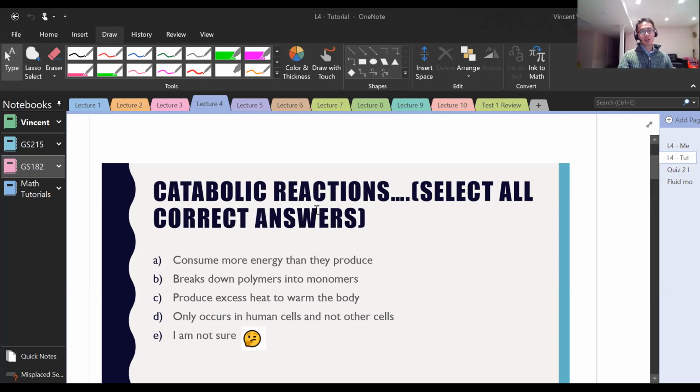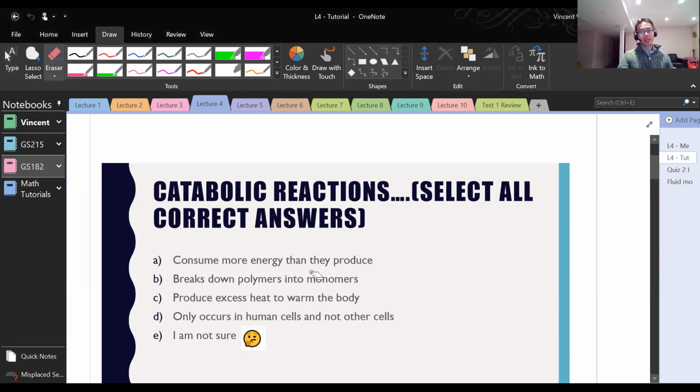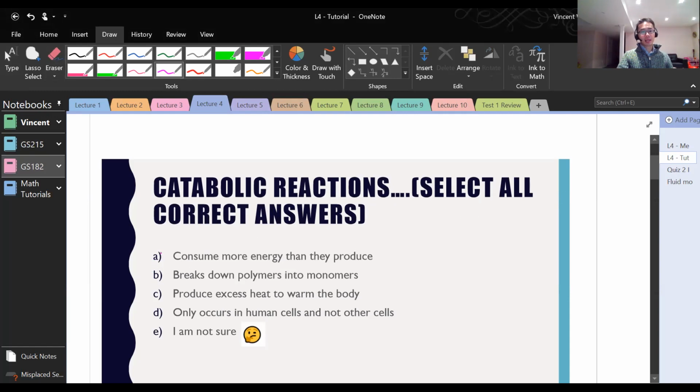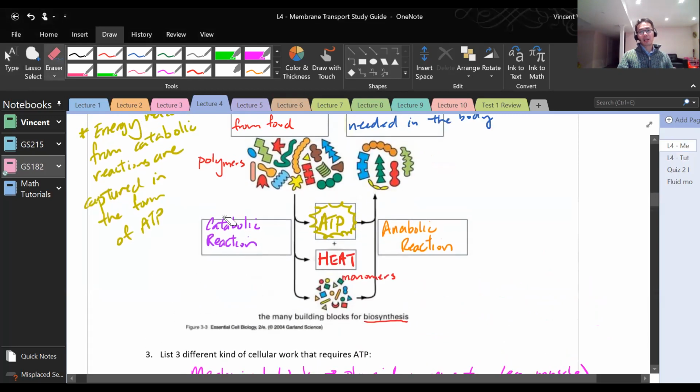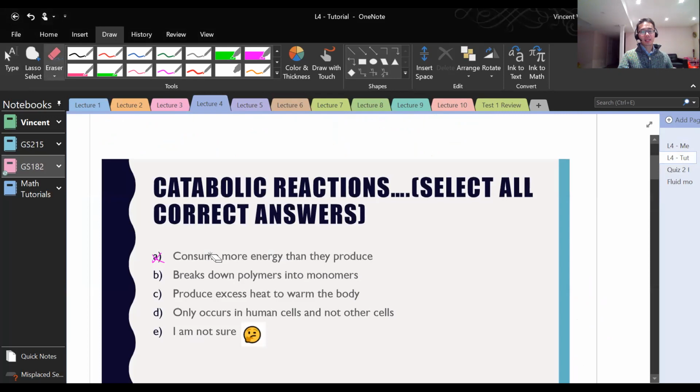Right, so catabolism, select all correct answers. Consume more energy than they produce. That is not true. If you look at the diagram we had, you are actually producing energy in the form of ATP for catabolic reactions. Breaks down polymers into monomers. That is correct. Produce excess heat to warm the body. That is also correct. Only occurs in human cells and not other cells. That's not true. All cells have catabolism and anabolism. So those are the two correct answers. And again, I should have given you the multi-select poll instead.